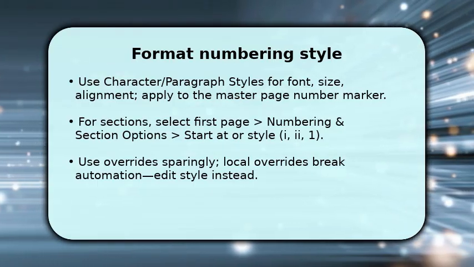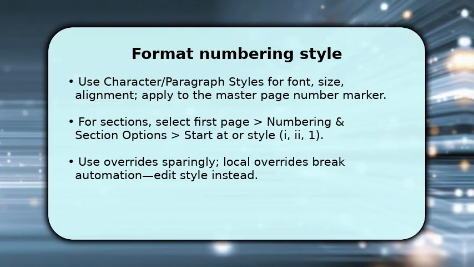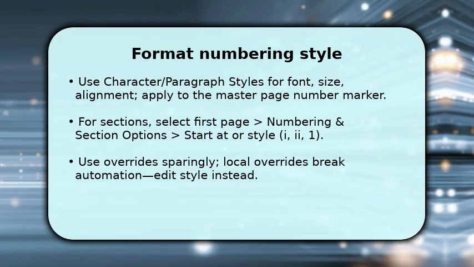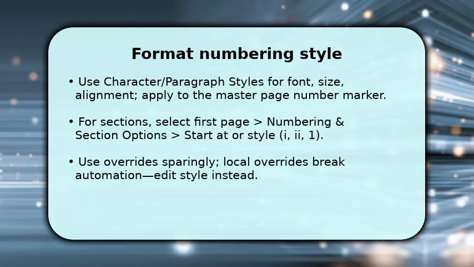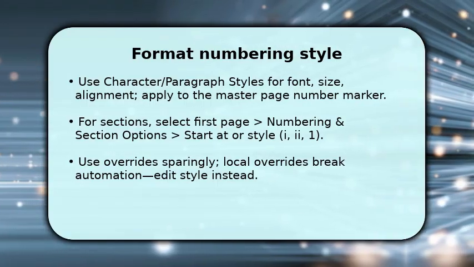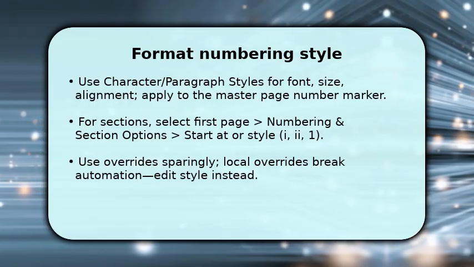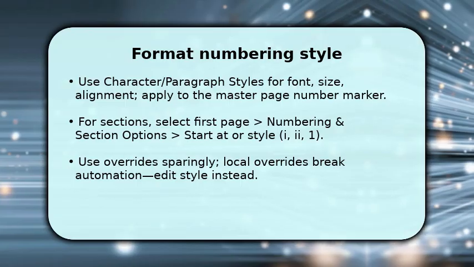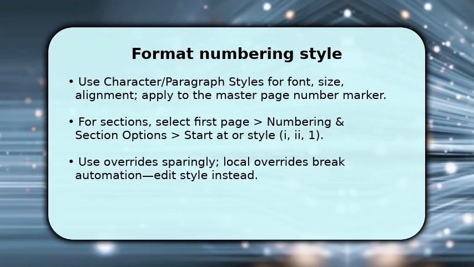Apply a paragraph or character style to the page number marker on the master so every page inherits consistent typography. To change numbering per chapter, right-click the first page of a section and choose Numbering and Section Options. Set Start At or pick Roman versus Arabic numerals.